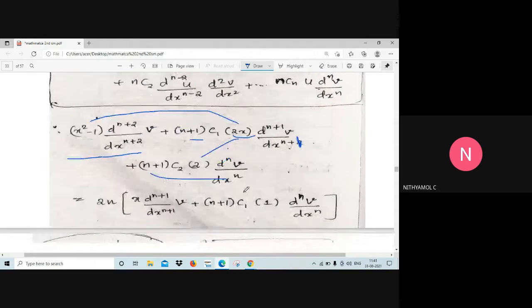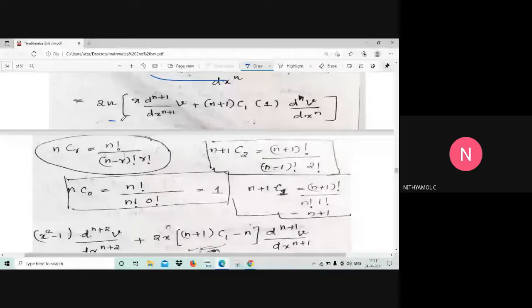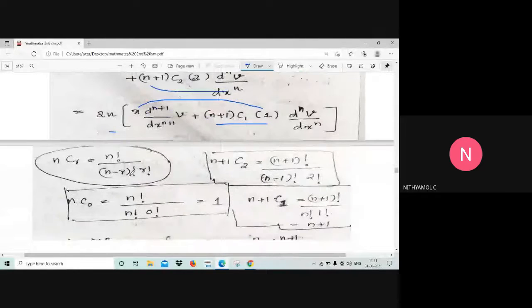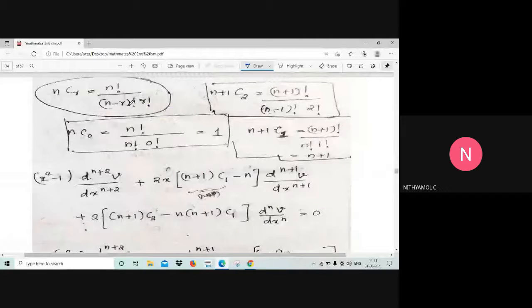And the right hand side: 2n into x into d^(n plus 1) v by dx^(n plus 1) plus (n plus 1)C1 into, I'm differentiating x, that is 1, d^n v by dx^n. And we can use this formula: nCr is equal to n factorial by (n minus r) factorial into r factorial. (n plus 1)C2 is equal to (n plus 1) factorial by (n minus 1) factorial into 2 factorial. (n plus 1)C1 is equal to n plus 1. Okay, we can use this formula here.